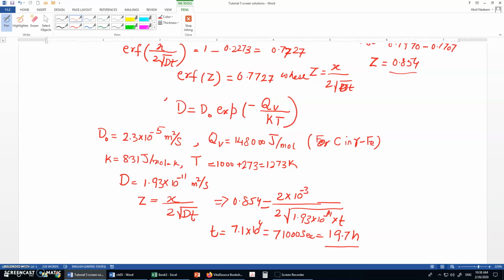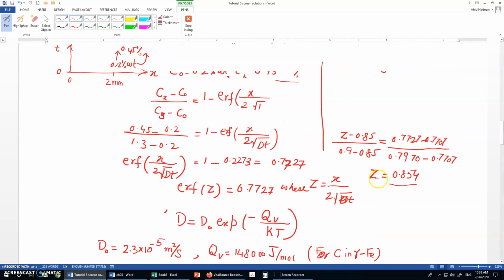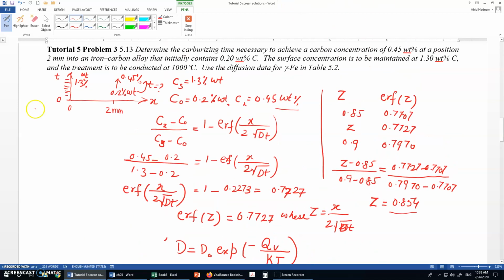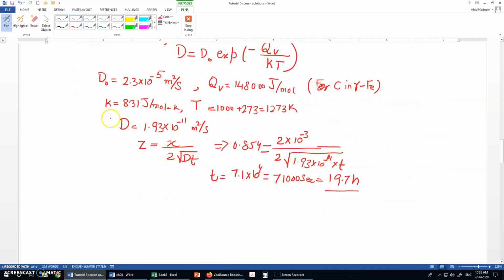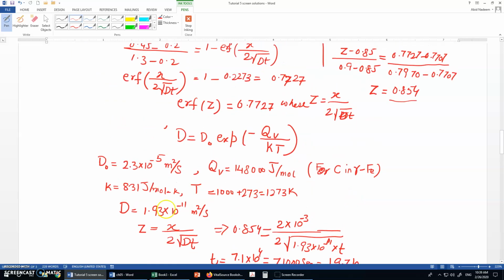So it will take 19.7 hours for the concentration at 2 millimeter into the carbon iron alloy to increase from 0.2% to 0.45%, with the condition that the surface concentration is maintained at 1.3%. Anyway, it's a long statement, but I hope that we understand the context of this question. Thank you.